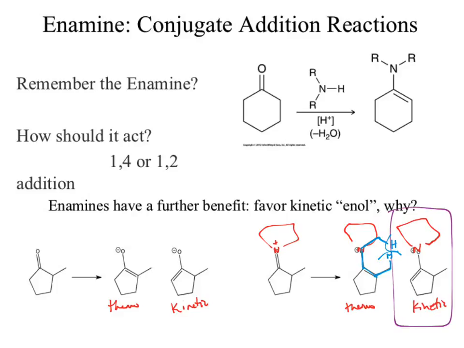What happens in the kinetic? It's not that it can rotate. It can't rotate. Our steric hindrance was coming from the hydrogen off of the methyl group. Do we have a methyl group in the kinetic position? No. There's less steric hindrance there, which is why we end up favoring the kinetic product over the thermodynamic.